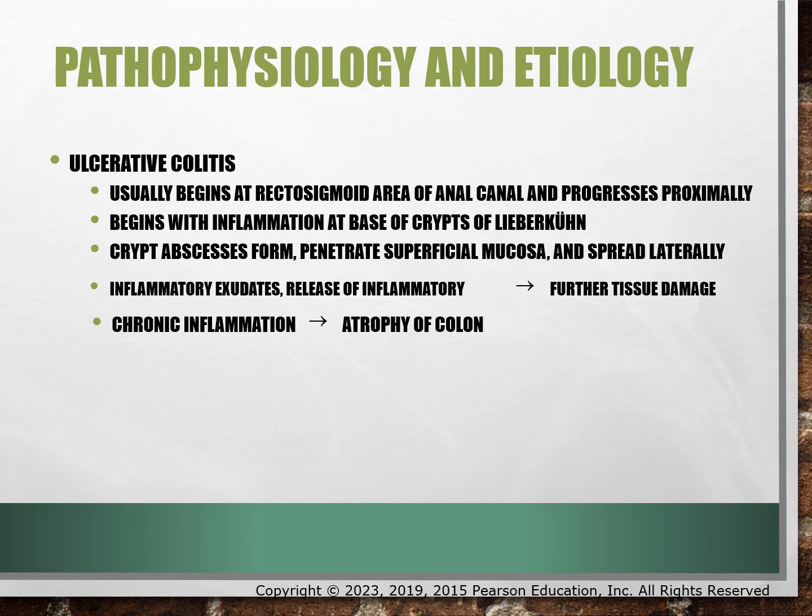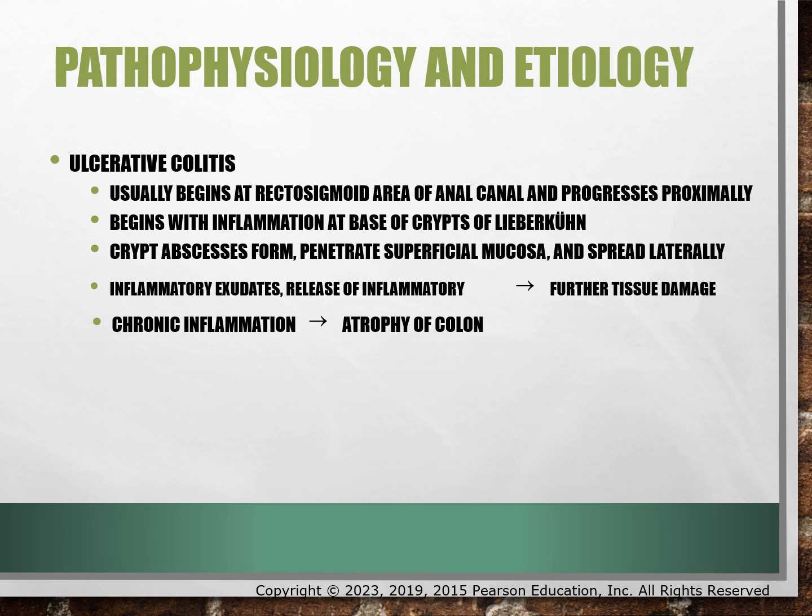UC begins with inflammation at the base of the crypts of Lieberkuhn in the distal large intestine and rectal mucosa. Microscopic pinpoint mucosal hemorrhages occur and crypt abscesses develop. These abscesses penetrate the superficial submucosa and spread laterally, leading to necrosis and sloughing of bowel mucosa. Further tissue damage is caused by inflammatory exudates and the release of inflammatory mediators such as prostaglandins and cytokines.